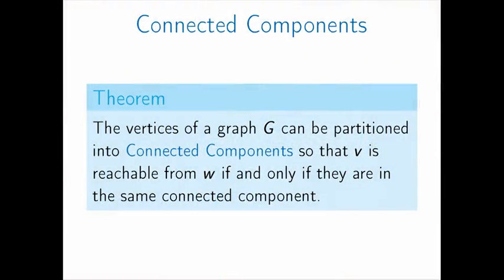In particular, for any graph G, we can always partition it into connected components, such that two vertices V and W are reachable from each other if and only if they're in the same connected component. So we break this graph up into islands, where any two islands are completely unconnected from each other, but within any island you can get from anywhere to anywhere else.